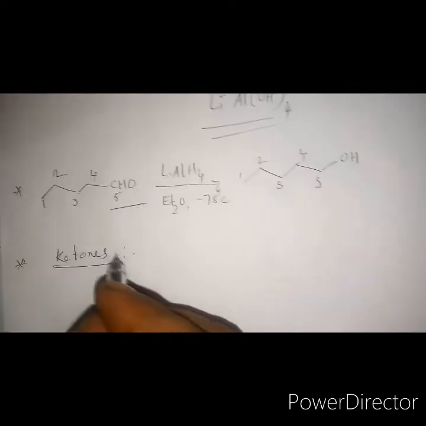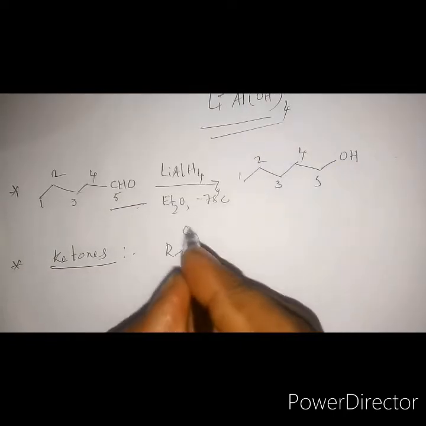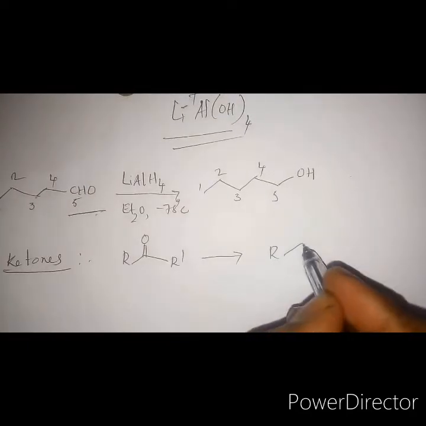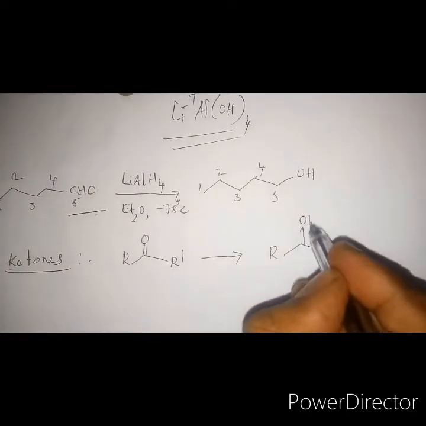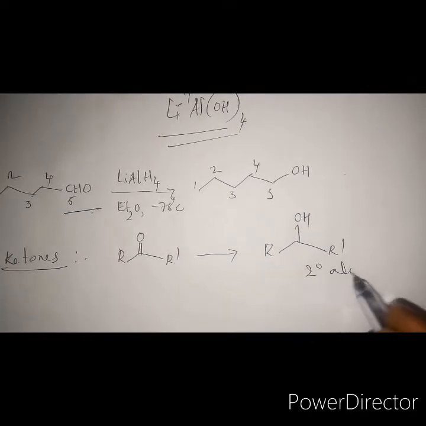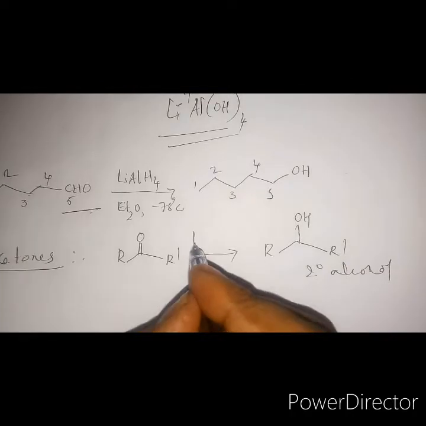So another reaction is with ketones. Now the reactions with ketones. This is also the same. Now the ketone will be converted into a secondary alcohol. So that is a primary alcohol, and this is a secondary alcohol. It will be converted into a secondary alcohol with lithium aluminum hydride.